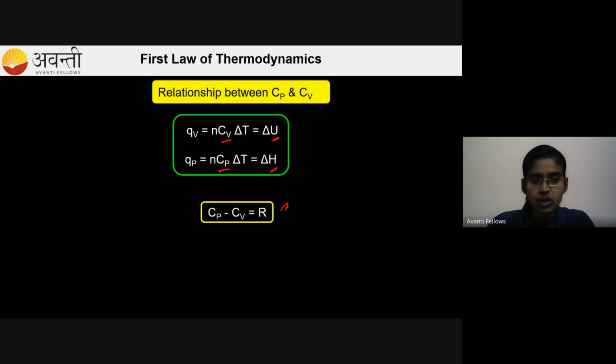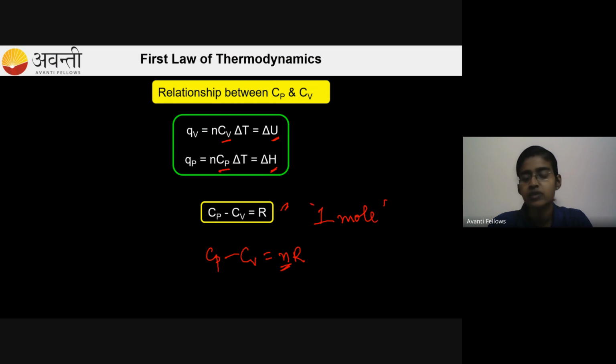Now coming to the relationship between CP and CV, CP minus CV is equal to nR, where n represents the number of moles. And if the number of moles is 1, for 1 mole of the system, what we have to do? We have to substitute 1 in place of n, right? So it becomes CP minus CV is equal to R.